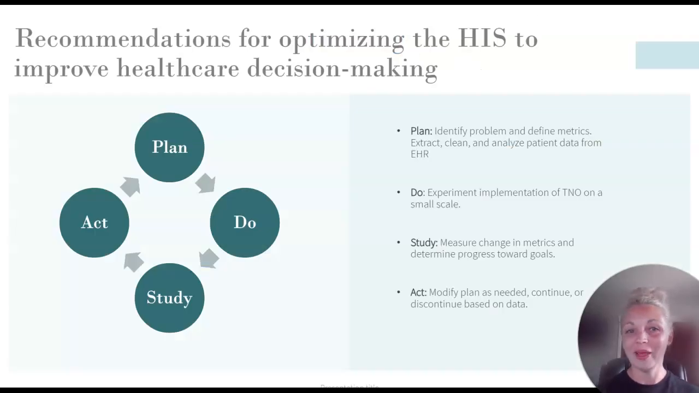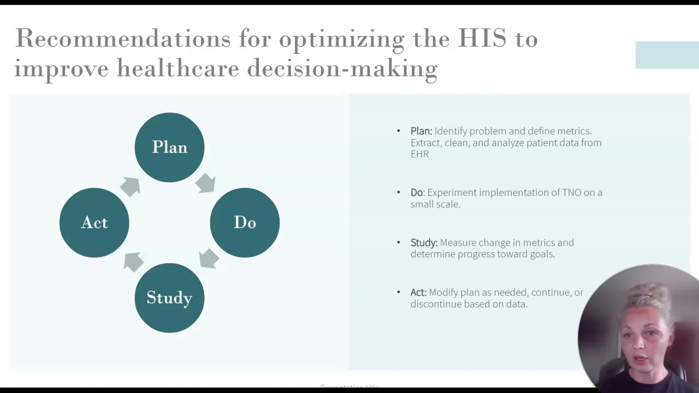As your clinical informatics manager, my specific recommendations to our healthcare leaders to optimize our healthcare information system to improve decision making. I like to use PDSA, Plan, Do, Study, Act. First step is we identify the problems and define metrics. Extract, clean, and analyze the data from the EHR. We identify that our problems are incredibly long wait times, our door-to-disposition times are increasingly lengthening, patient satisfaction is going down, left without being seen is going up. These are all metrics that we can extract and use that to make better decisions.